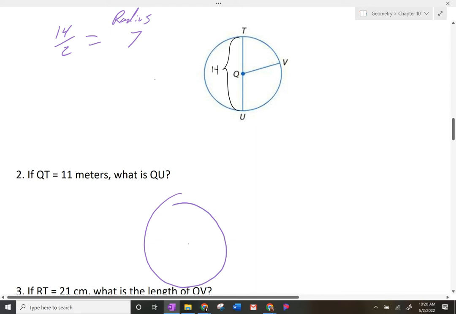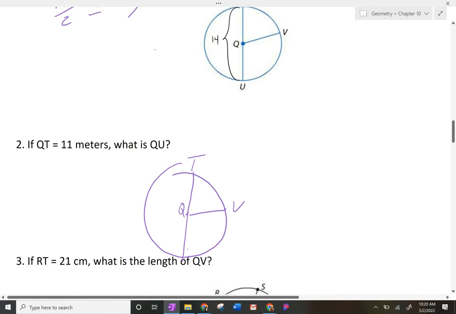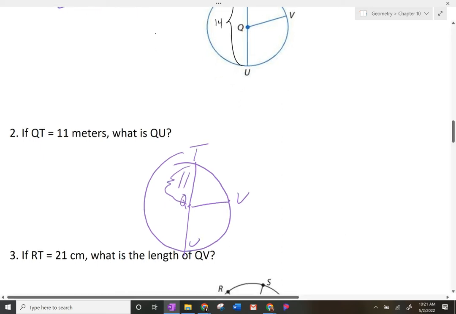Like this. Q was in the center. I had V, I had T, I had U. So T, V, here's a Q, and then down here is going to be the U. It's saying that QT is 11 meters. This distance from there to there. What's the distance for QU?